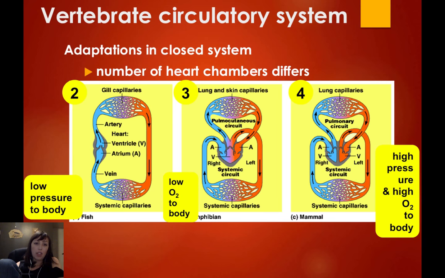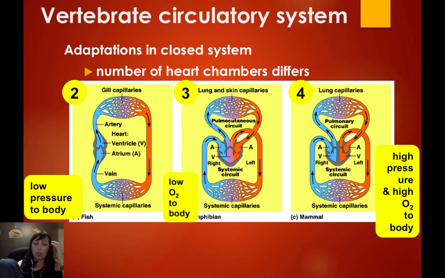So in the fish, there's a low pressure to the body. You have 2 chambers, and it's moving blood, so in both cases you can see it's moving deoxygenated blood out. It's moving through the capillaries, becoming oxygenated, coming down, up through into the gill capillaries, coming down into the body, which is the systemic capillaries, and then back into the heart. Okay, so there's low pressure to the body.